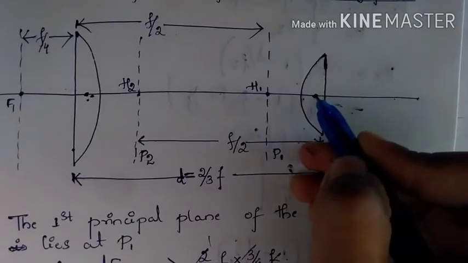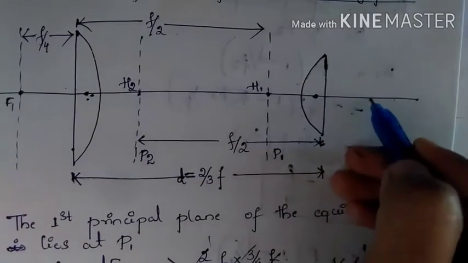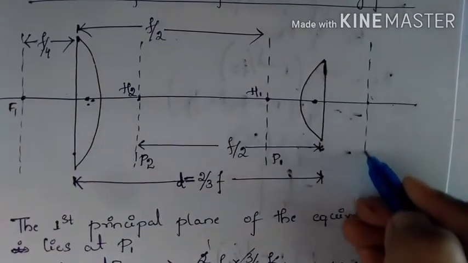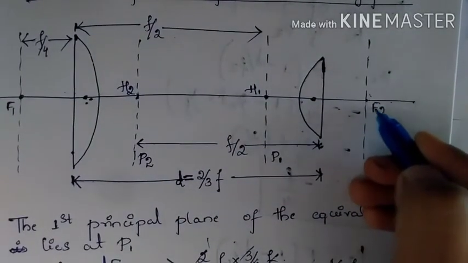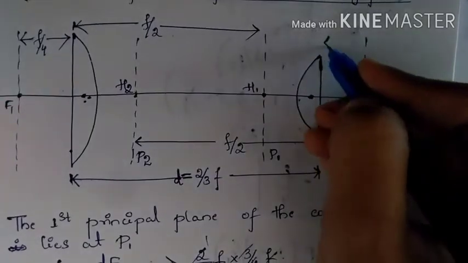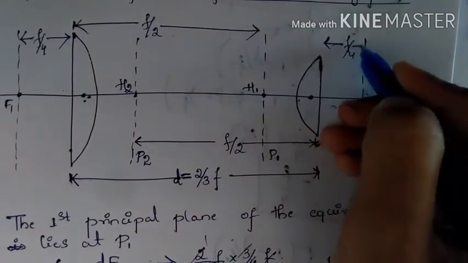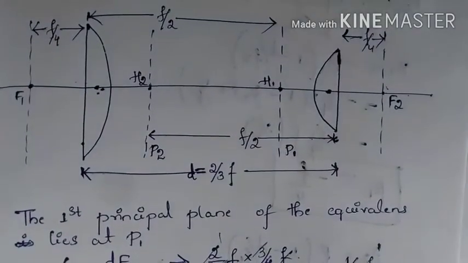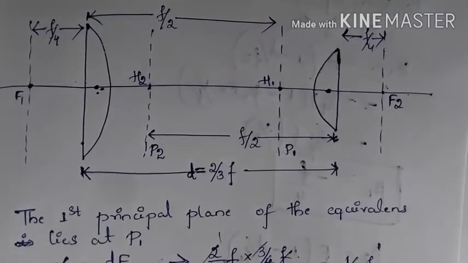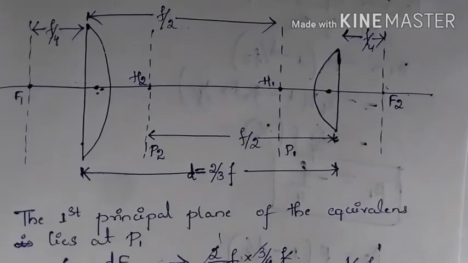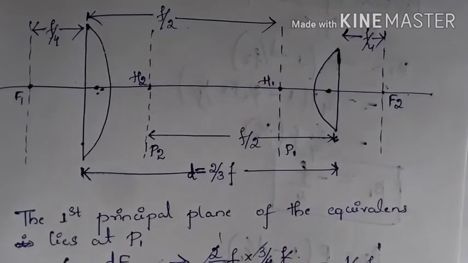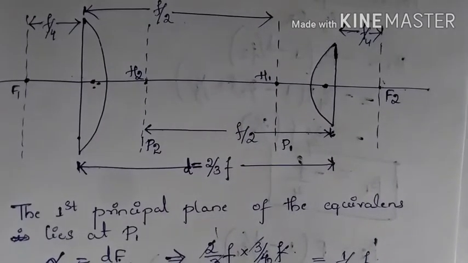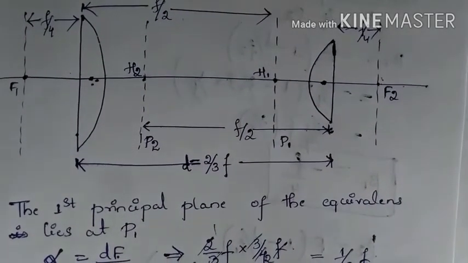So that we should take from the island. So from here to here, if it is f by 4, then this is the second focal point. So that is f by 4. So we found the principal points and the focal points for the Ramsden's eyepiece. So these are also known as the cardinal points of Ramsden's eyepiece.